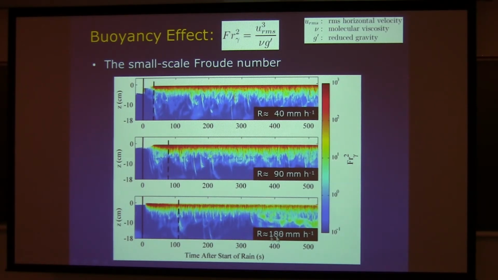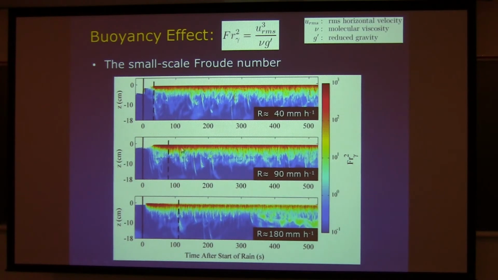What we find for the high rain rate case is that the small scale Froude number starts out near the surface, when mixing has just started, at about the order of 1,000. Over time, even within 100 seconds after the start of rain, it drops by an order of magnitude, and by the end of the experiment, near the surface, it has dropped by 2 orders of magnitude. So it's a very time dependent process. As you continue to freshen the system, buoyancy forces start getting larger and overcome the turbulent mixing process that rain would be generating, and slow the mixing process down.